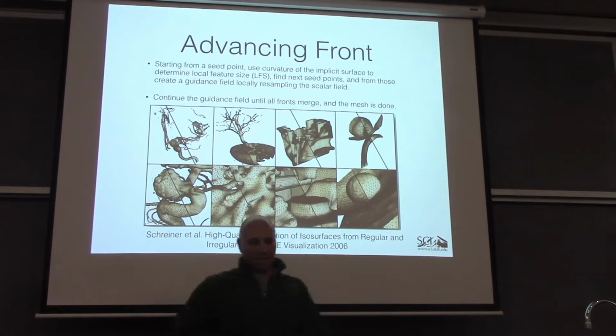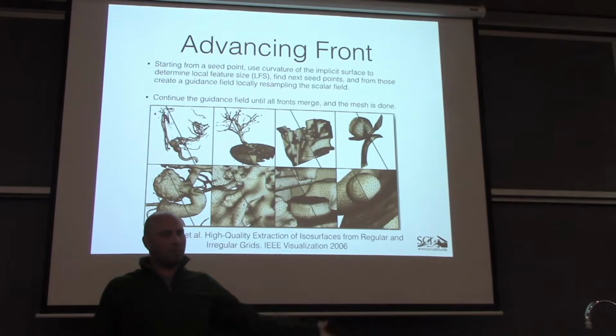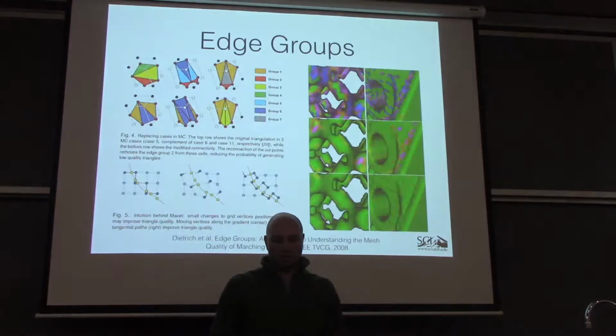this is how you make a nice sampling of your mesh. And if you look at the quality of triangles you get from this, it's even nicer than what you'd get from the Cobalt paper or the Edge Groups paper.